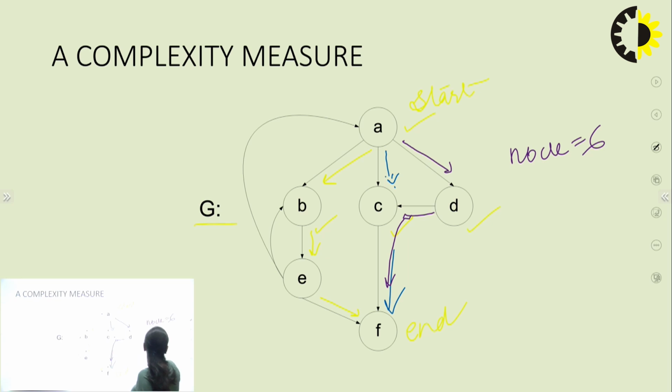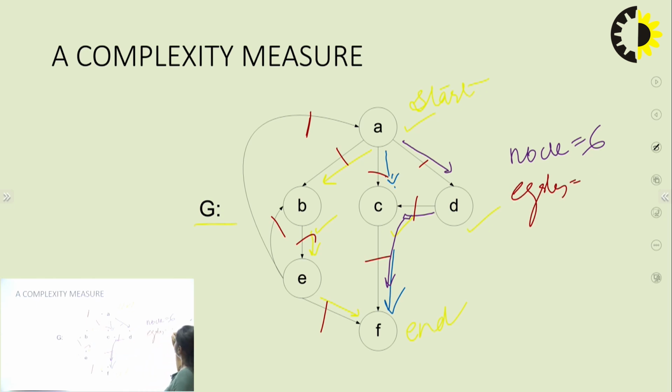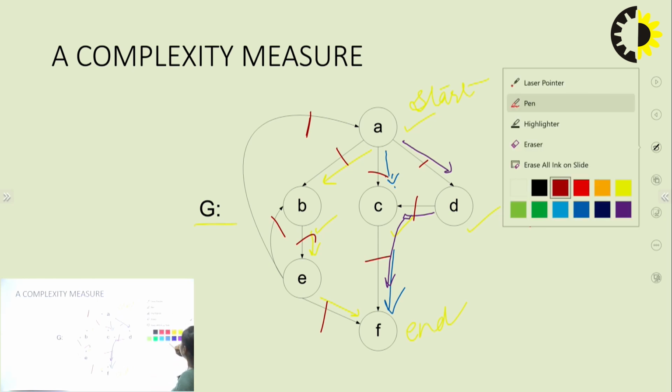The edges will be represented by 1, 2, 3, 4, 5, 6, 7, 8 and 9. So these are the edges. There are 9 edges. And what else are we left with?